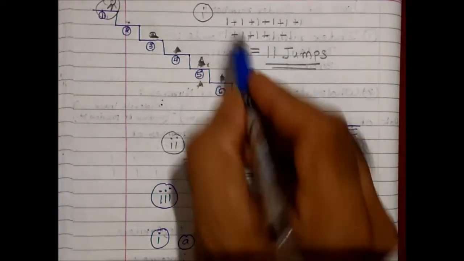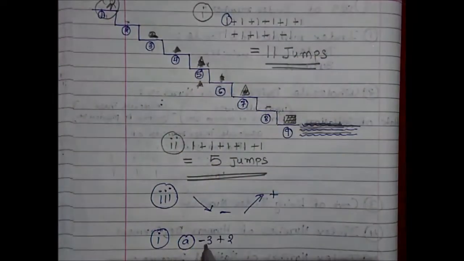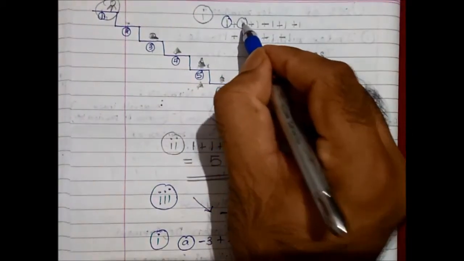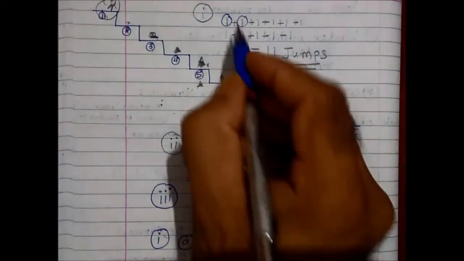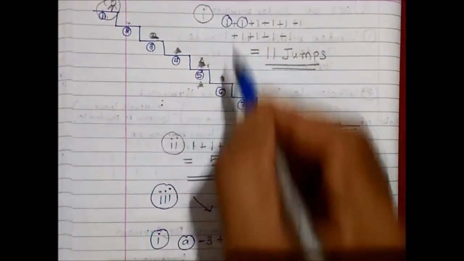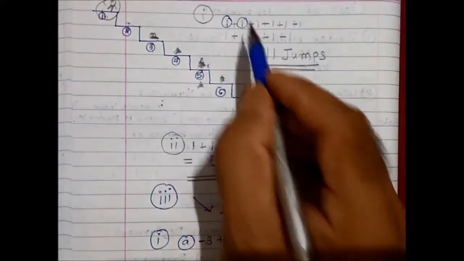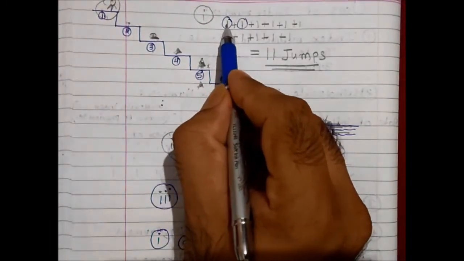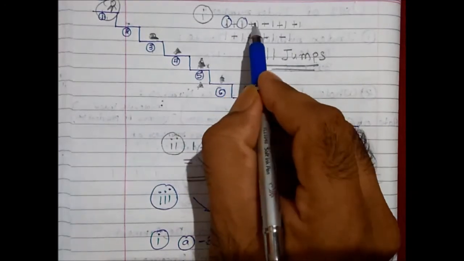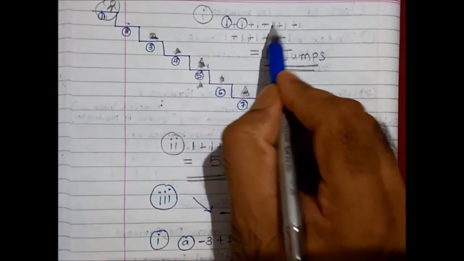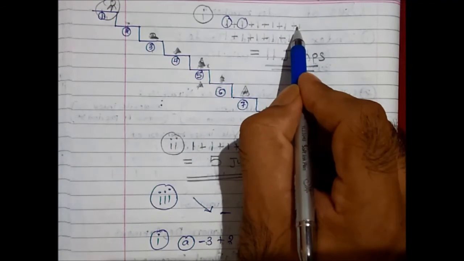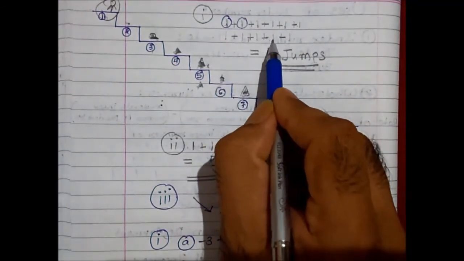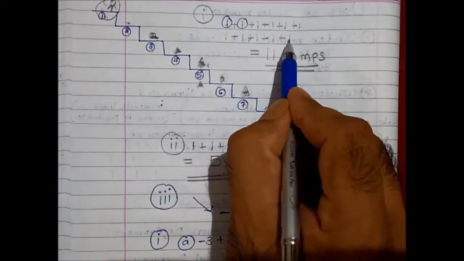So here we have 11 jumps. One jump for -3 and the next one for +2. So let's represent the first one as -3, the second one as +2, and so on. So -3, +2, -3, +2, -3, +2, -3, +2, -3, +2, -3.